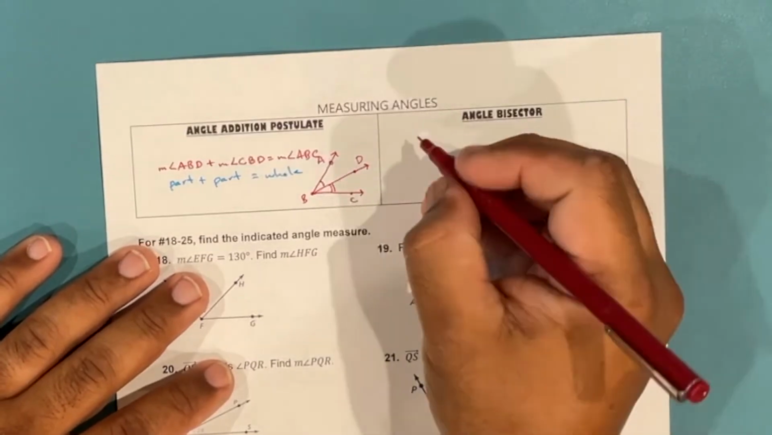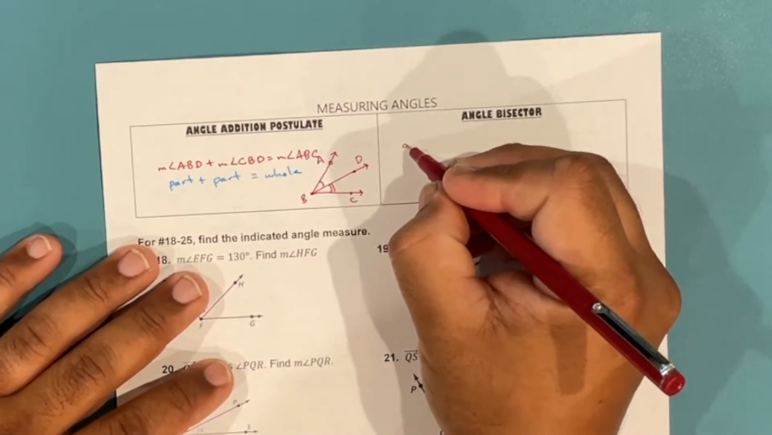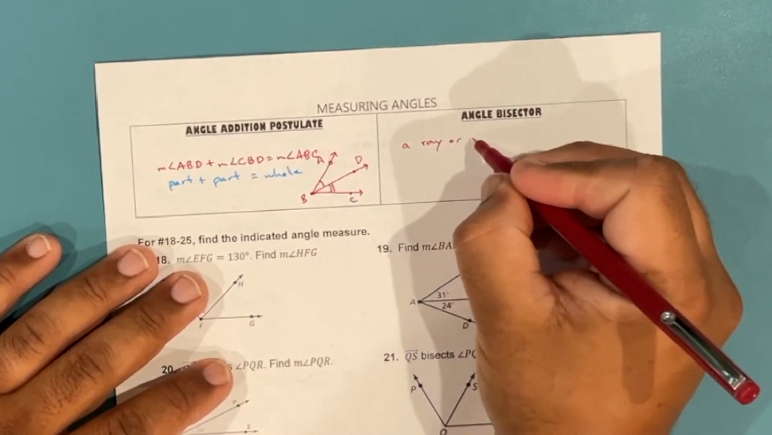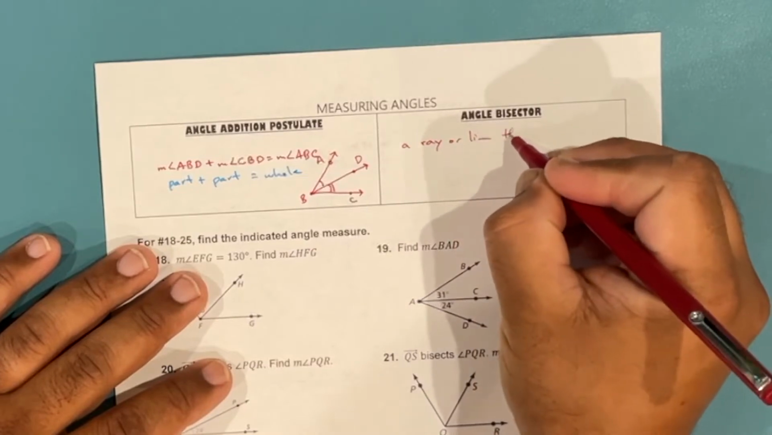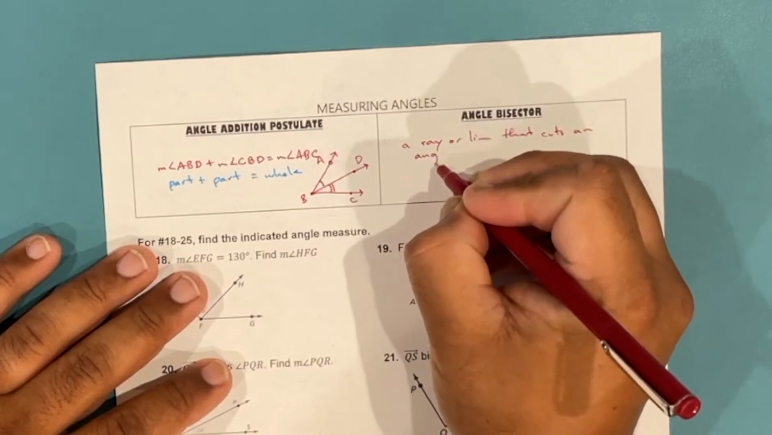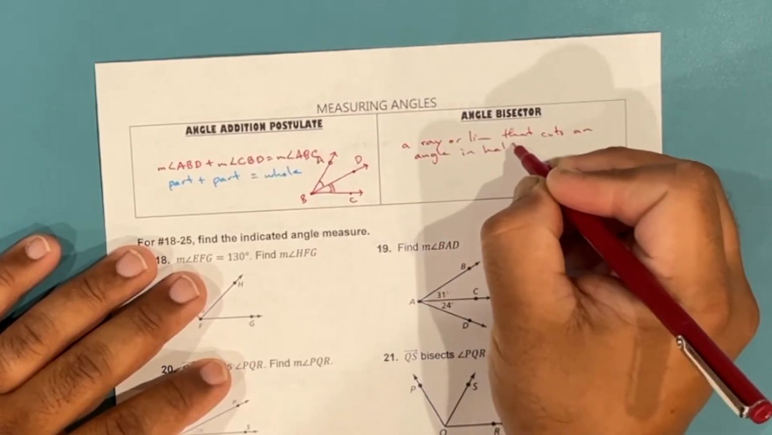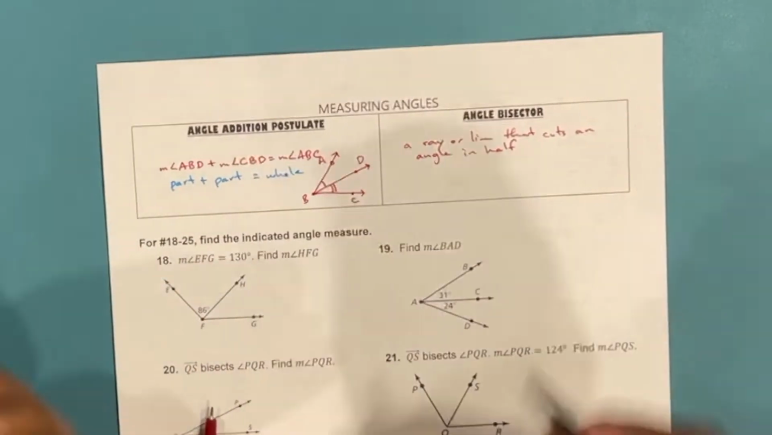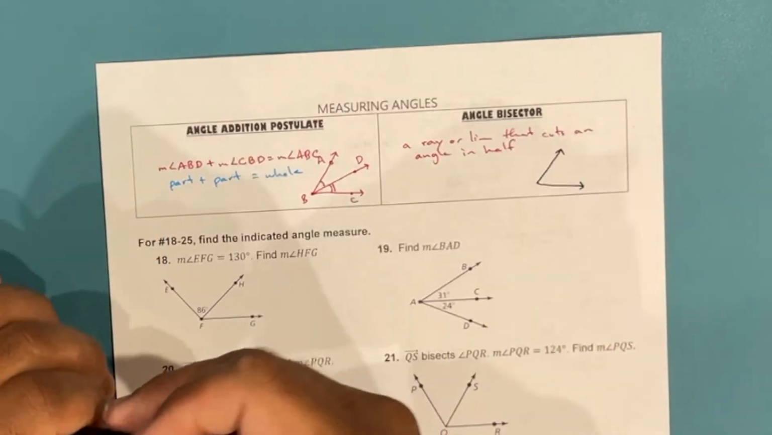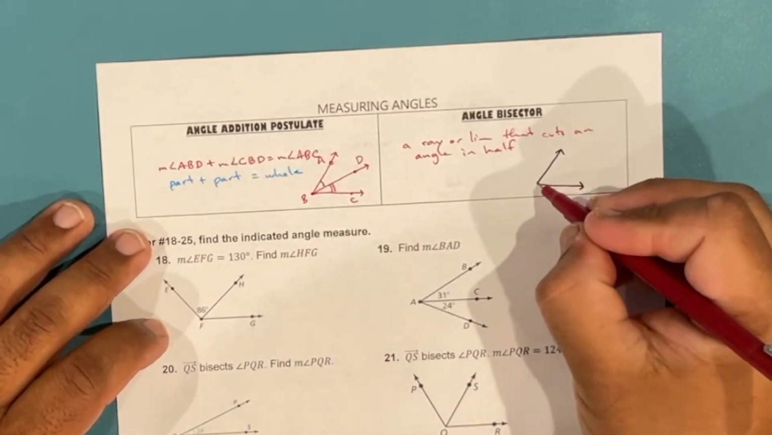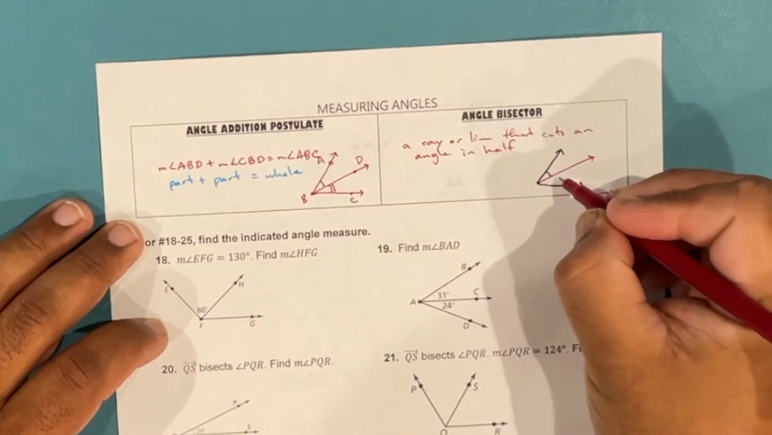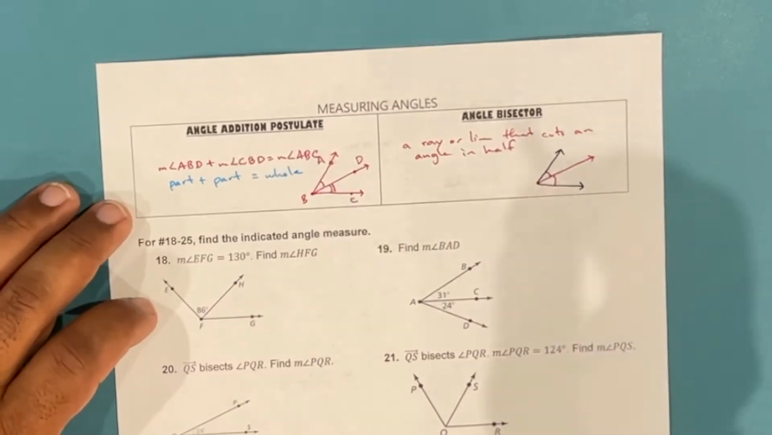Angle bisector. A ray or line that cuts an angle in half. Let's say this is our original angle. I'm going to guess at this. We're going to say this cuts it in half. How do I know? Because I'm going to put one tally there, one there, so that we know that they're congruent.